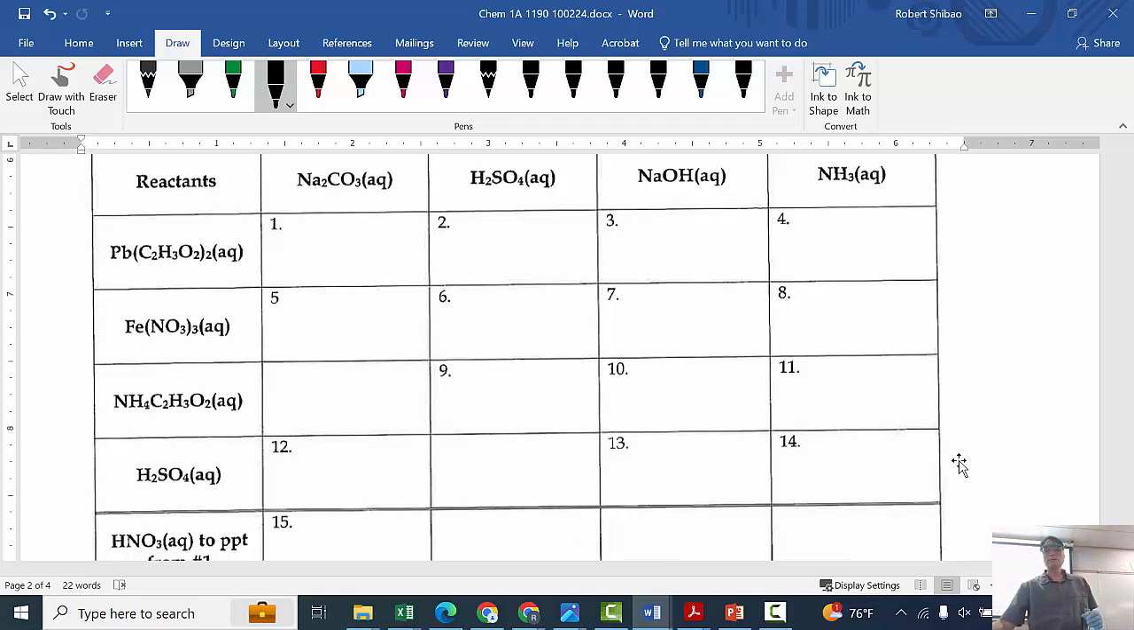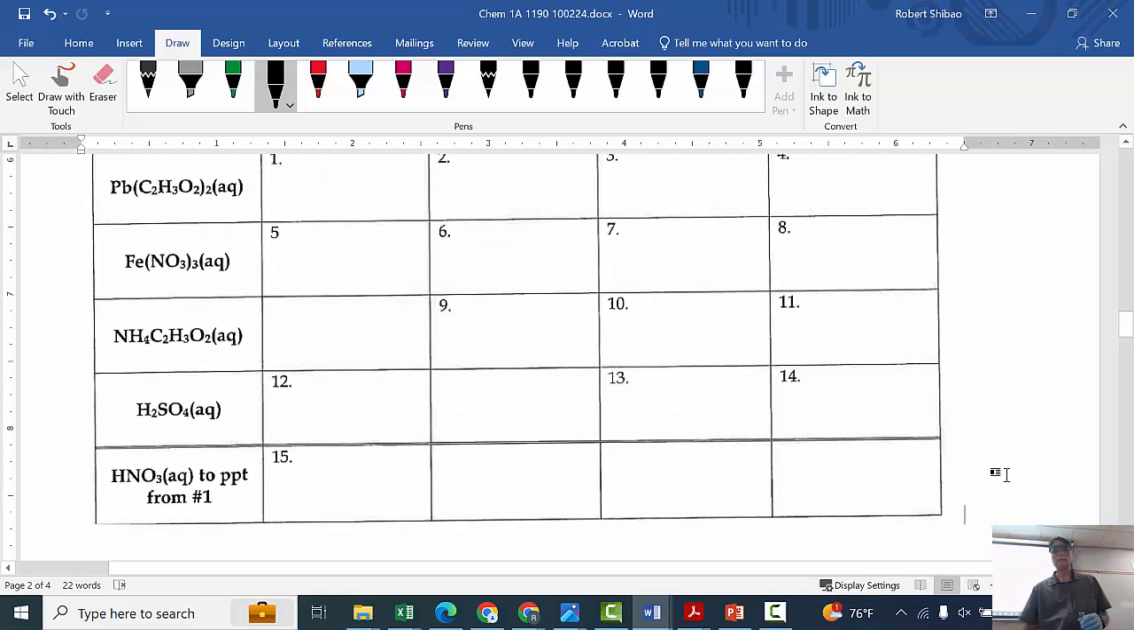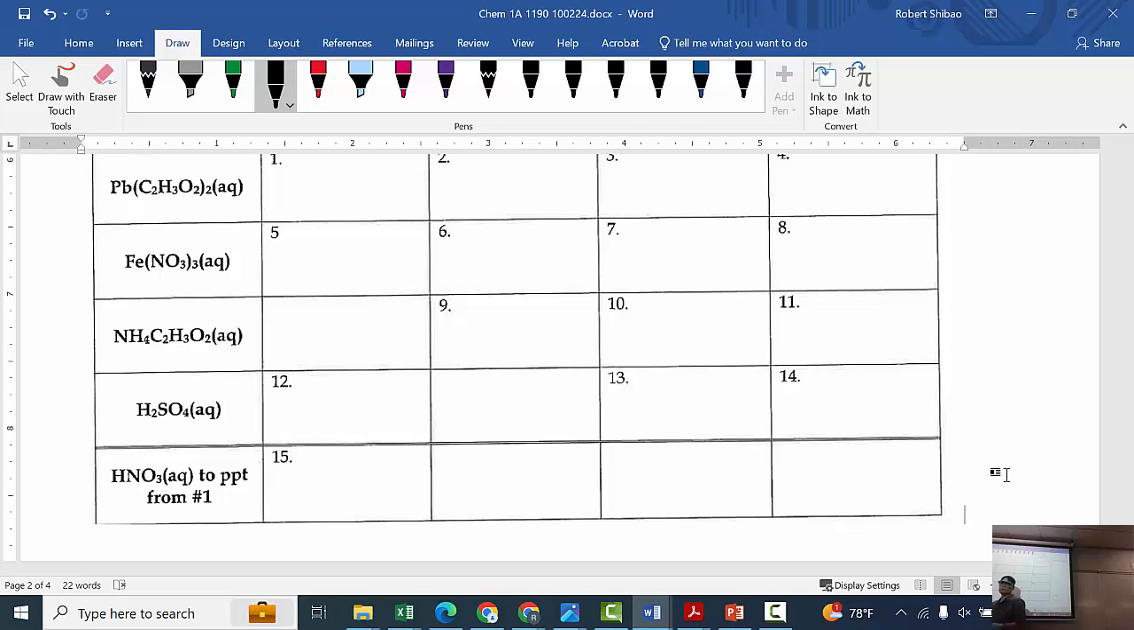All right, this is one of the reasons they ask you to read ahead, because number 15 we're going to do right now. And that is we're going to add nitric acid to the precipitate from number 1. So I'm going to get some nitric acid. And so go ahead and take your observation of nitric acid. What is it? Yeah, CCF here.